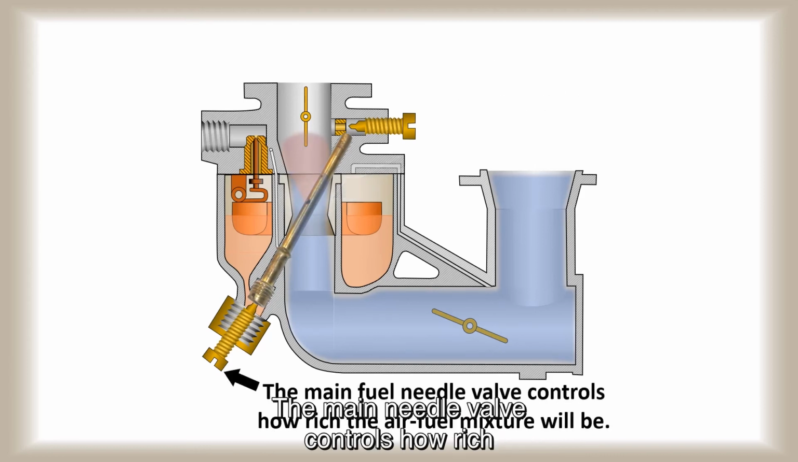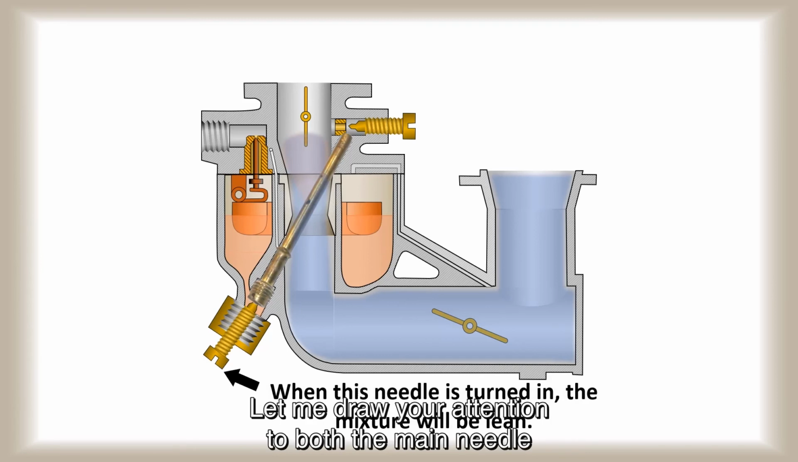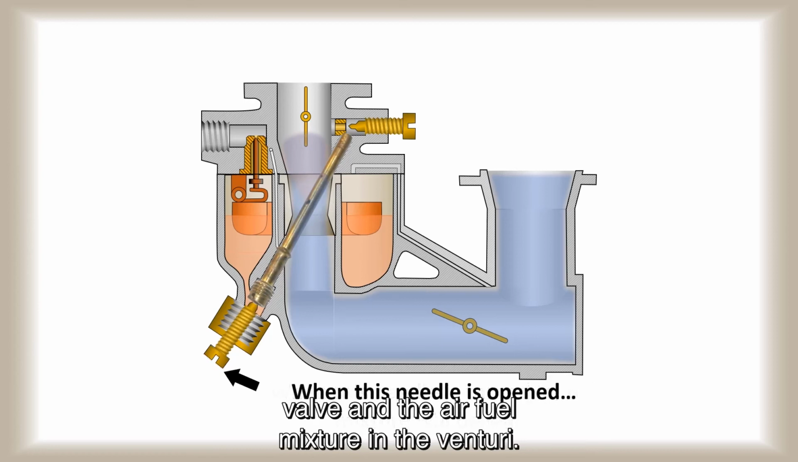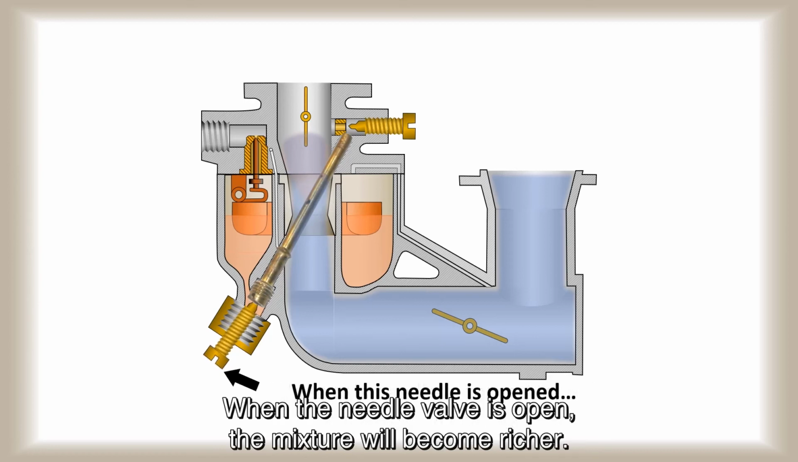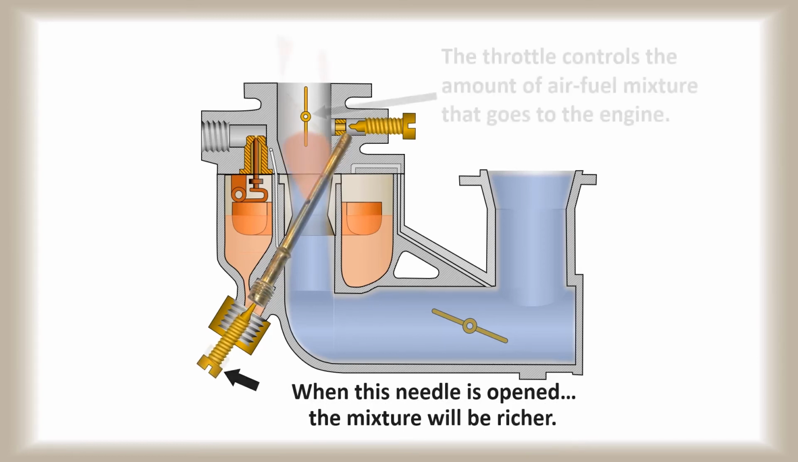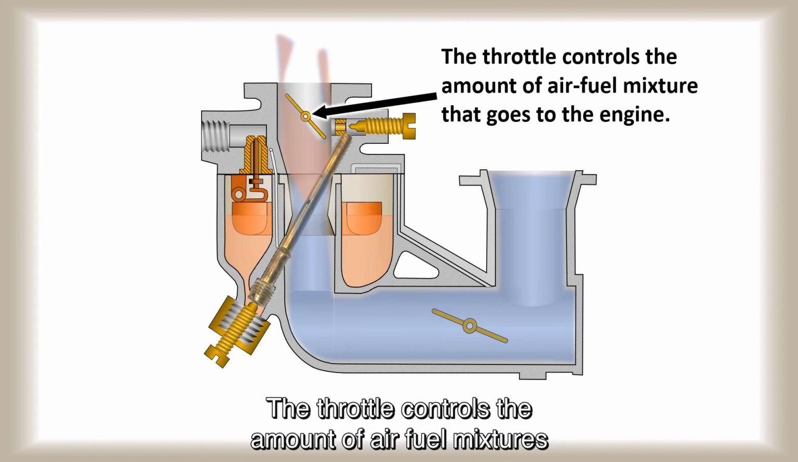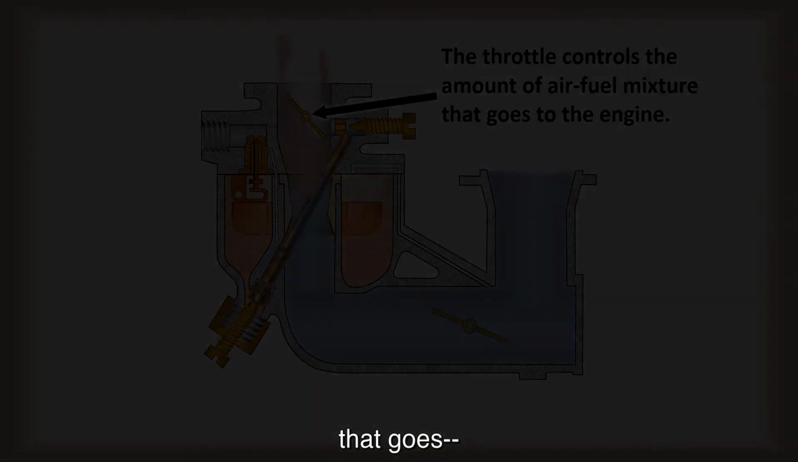The main needle valve controls how rich the air-fuel mixture is. A lean mixture will have less fuel to air, whereas a rich mixture will have a higher fuel to air ratio. Let me draw your attention to both the main needle valve and the air-fuel mixture in the venturi. When the needle valve is open, the mixture will become richer. The throttle controls the amount of air-fuel mixture that goes in.